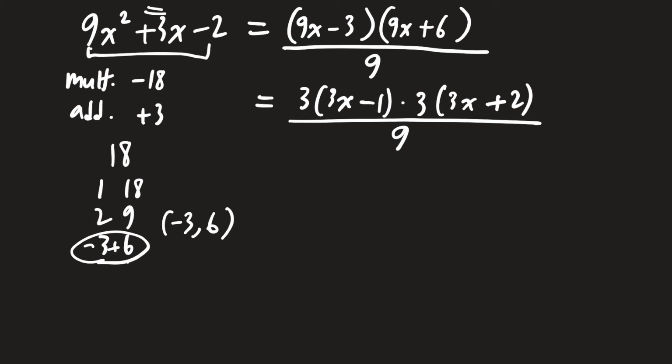And guess what? I can reduce this. And I can reduce this one more time. And what am I left with? I'm left with 3x minus 1 times 3x plus 2. And that's my answer.